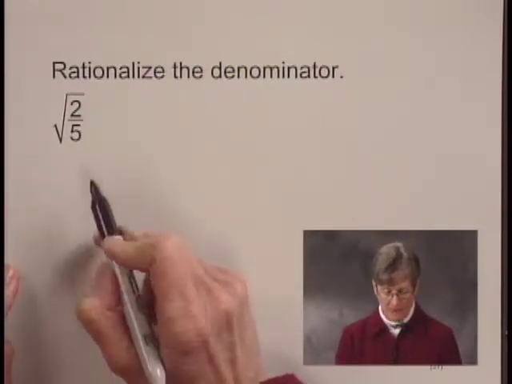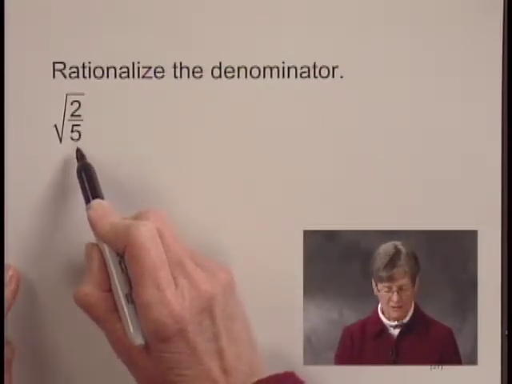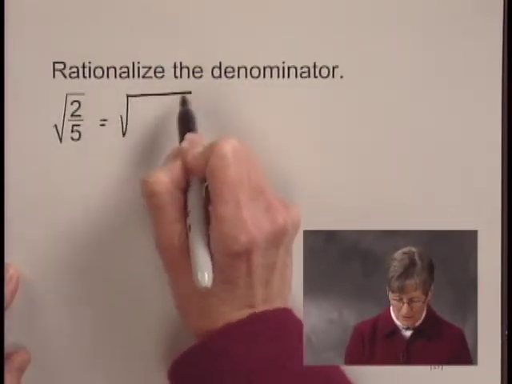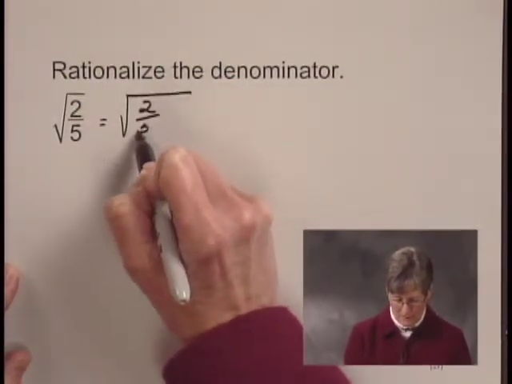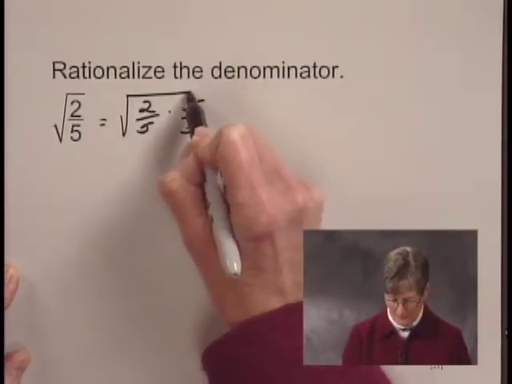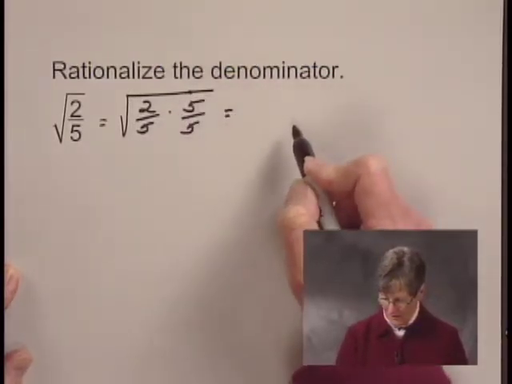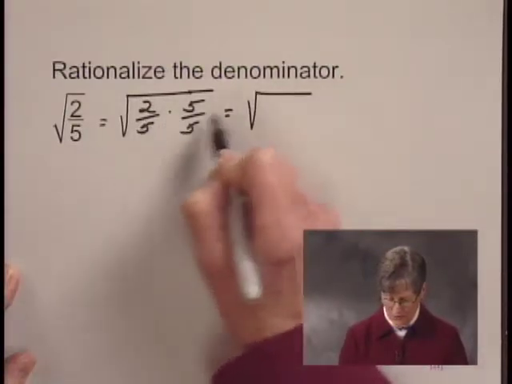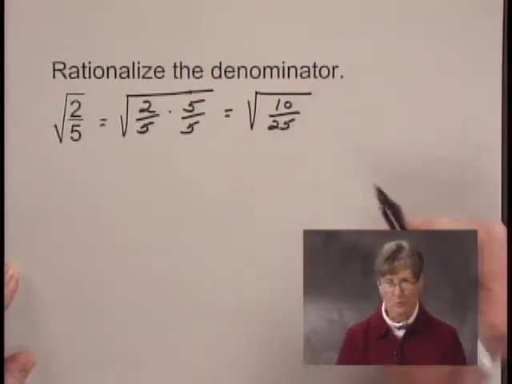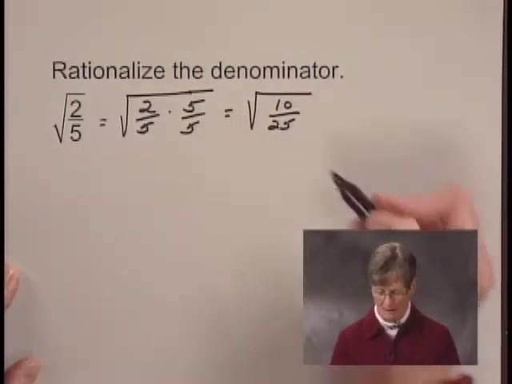a perfect square. And I would see that if I have another 5 in this denominator, I would have a perfect square there. So I'm going to multiply 2/5 by 1 in the form of 5 over 5. And when I do that, then I have in the numerator 2 times 5, and in the denominator 25. So I have the square root of 10 over 25.